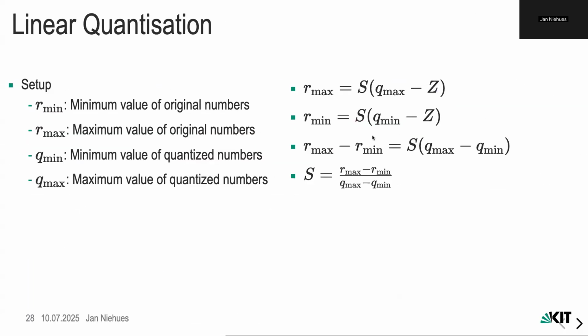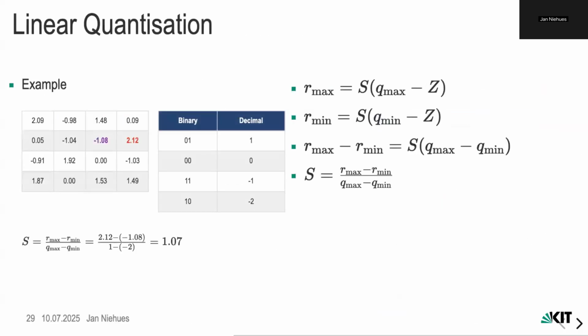If you do these two, you can do the difference, then you can reformulate, and then you get S is R max minus R min divided by Q max minus Q min. Hopefully Q max minus Q min is not 0, because you have some range. Otherwise, of course, it doesn't make sense. But this way you can calculate S. So, for example, if you have values between 2.12 and -1.08 in the matrix we had before, then you get exactly your scale of 1.07 here. So you have optimized your scale for this.